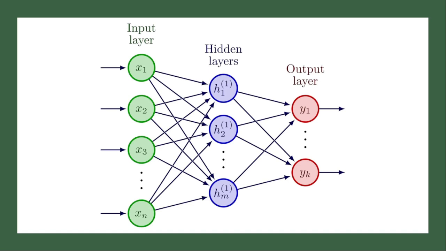Number 3, the connections, the arrows. Every input connects to every neuron in the hidden layer, and each arrow has a weight that determines how strong that connection is. During training, the system adjusts these weights to minimize error.